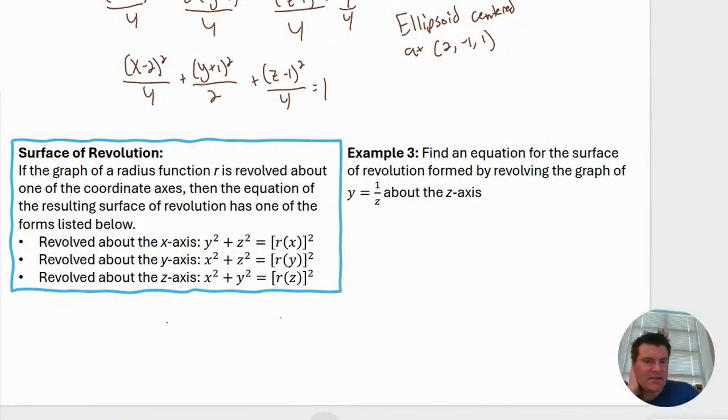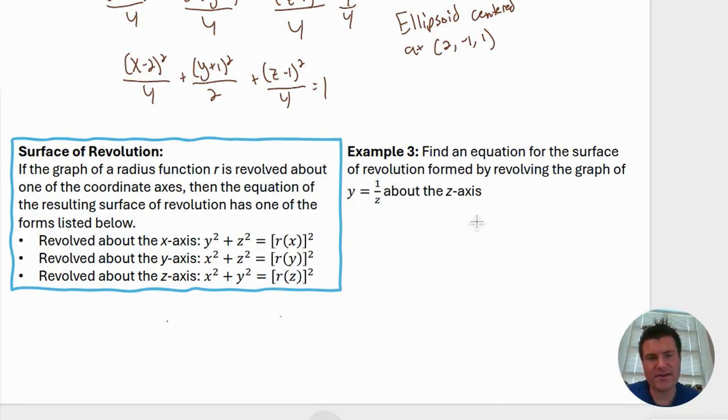All right, last little itty bitty thing to do with quadric surfaces: if you remember from calculus, you can rotate figures to create volume. To get the surface of revolution, if you rotate, you can get these shapes as well. If you revolve anything about the x-axis, it's going to be y squared plus z squared equals that function in terms of x, squared. Same thing for the y-axis and z-axis. So real quick, find the equation of the surface of revolution formed by revolving the graph of y equals 1 over z about the z-axis.